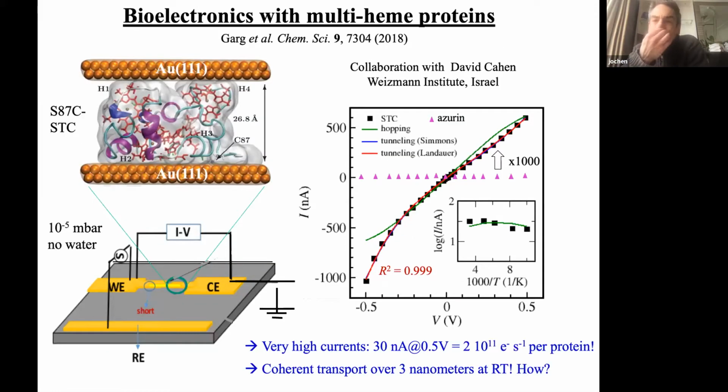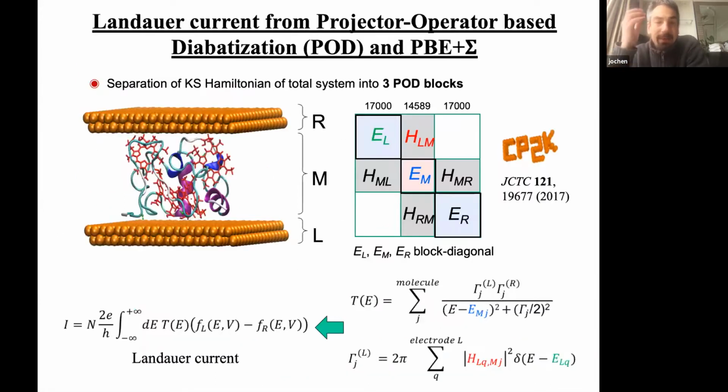Now, bioelectronics, this is a very new field. People nowadays can actually put proteins between gold electrodes. This is an extension to molecular electronics. You do this with proteins, and our collaborators at Weizmann could measure IV curves for this. And this one protein that they did had tunneling currents that were, in fact, 3 orders of magnitude larger than our proteins, and they were trying to understand that. It seems if you fit that, it's not a hopping, so it's a coherent tunneling process over 3 nanometers, which is very unusual. We're trying to understand that.